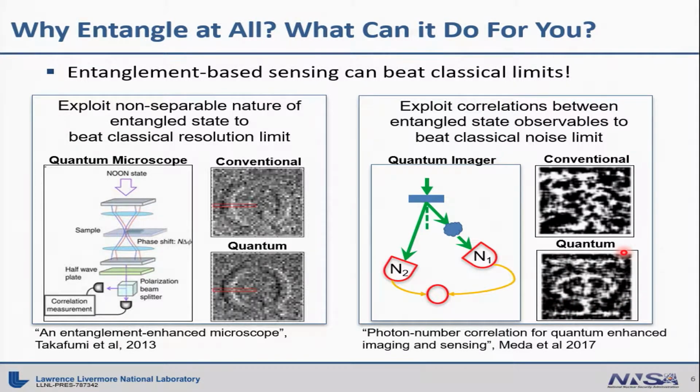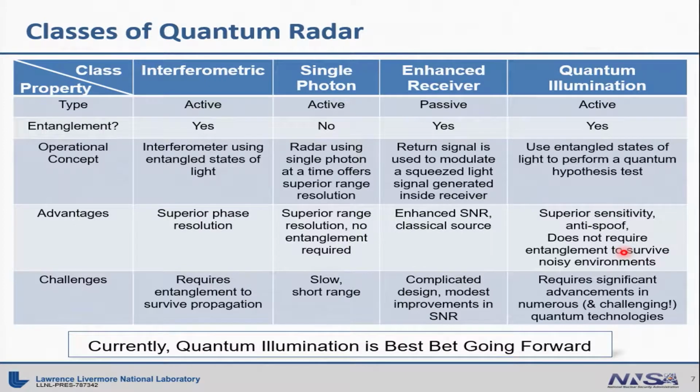Those are the two basic principles they're going to try to exploit when they come up with a conceptual design of a quantum radar. They're going to either try to exploit the non-separable nature of the waveform and increase the resolution, or try to beat down the noise by demanding that the return light from the radar is strongly correlated with its entangled partner. Those are the two basic ideas that people try to exploit. There are a number of different concepts described in the literature that try to use these concepts, and I've listed them here.